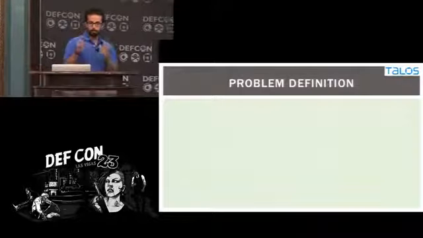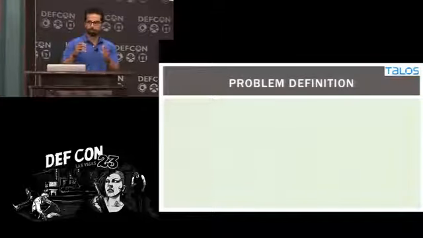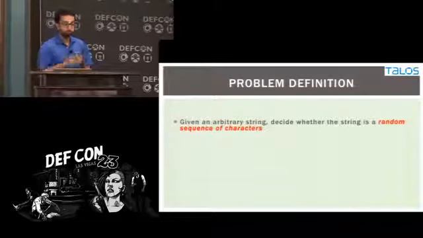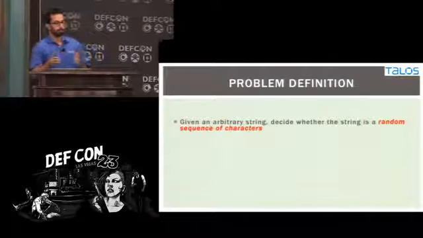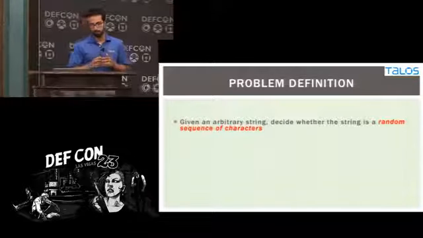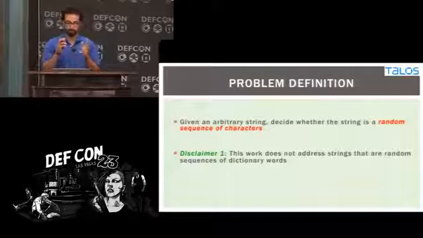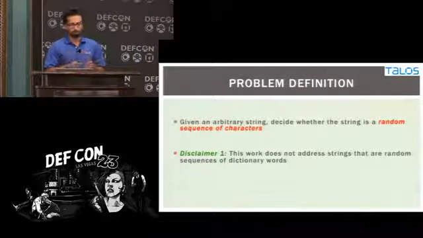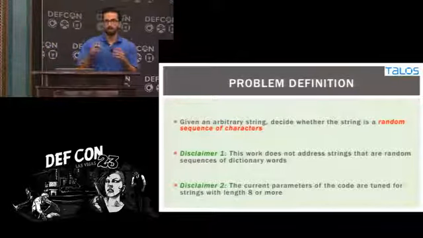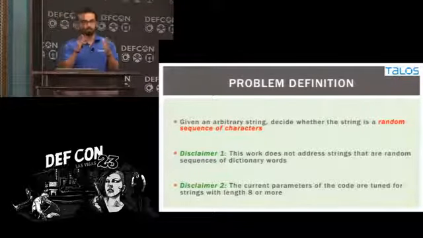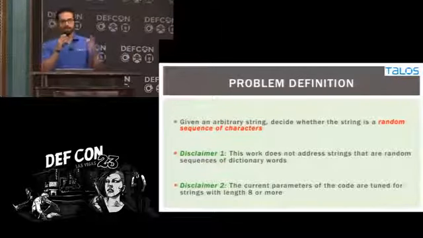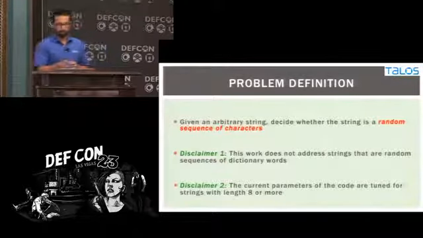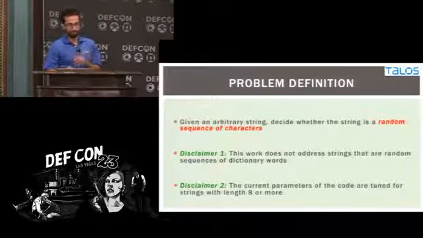So first I want to give you the definition of the problem that I'm trying to address here. Let's say you're given an arbitrary string and you want to decide whether this string is a random sequence of characters. One thing to note is that this work does not address strings that are random sequences of dictionary words. The other thing is that my focus is on strings that are at least 8 characters long, because anything less than that is very difficult for even a human being to detect randomness. So I'm focusing on strings of length 8 or more.